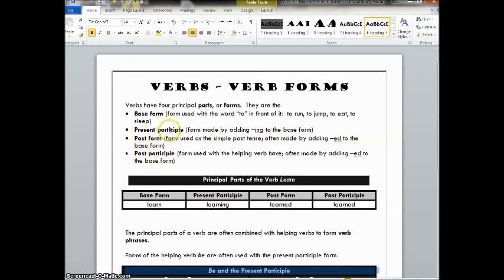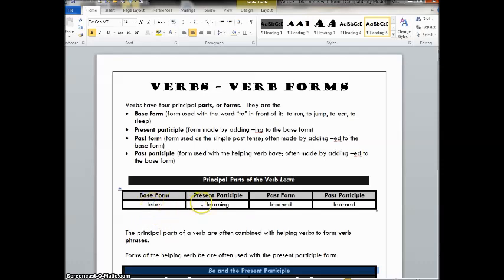The past form is used for simple past tense. And for a regular verb, it's made by adding ed to the end: learned. The past participle is used with the helping verb have, and with a regular verb is also made by adding ed to the end: learned.